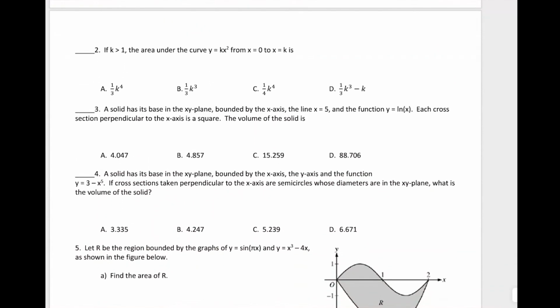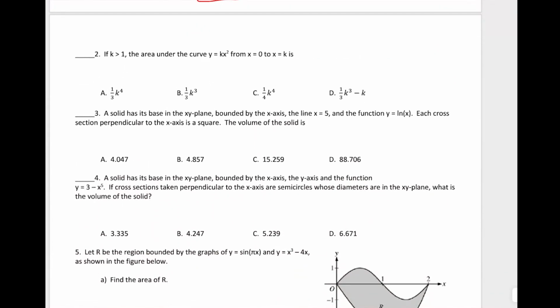Okay, number 2. If k is greater than 1, then the area under the curve from 0 to k is what? Okay, so k is positive and bigger than 1. We've got this curve with the area between that curve and the x-axis. So we're going to integrate from 0 to k the function kx squared dx. Now k is a constant here, so treat it like any other constant. You could factor it out. But so the antiderivative of k times x squared would be k over 3 x cubed. And we're going to go from 0 to k.